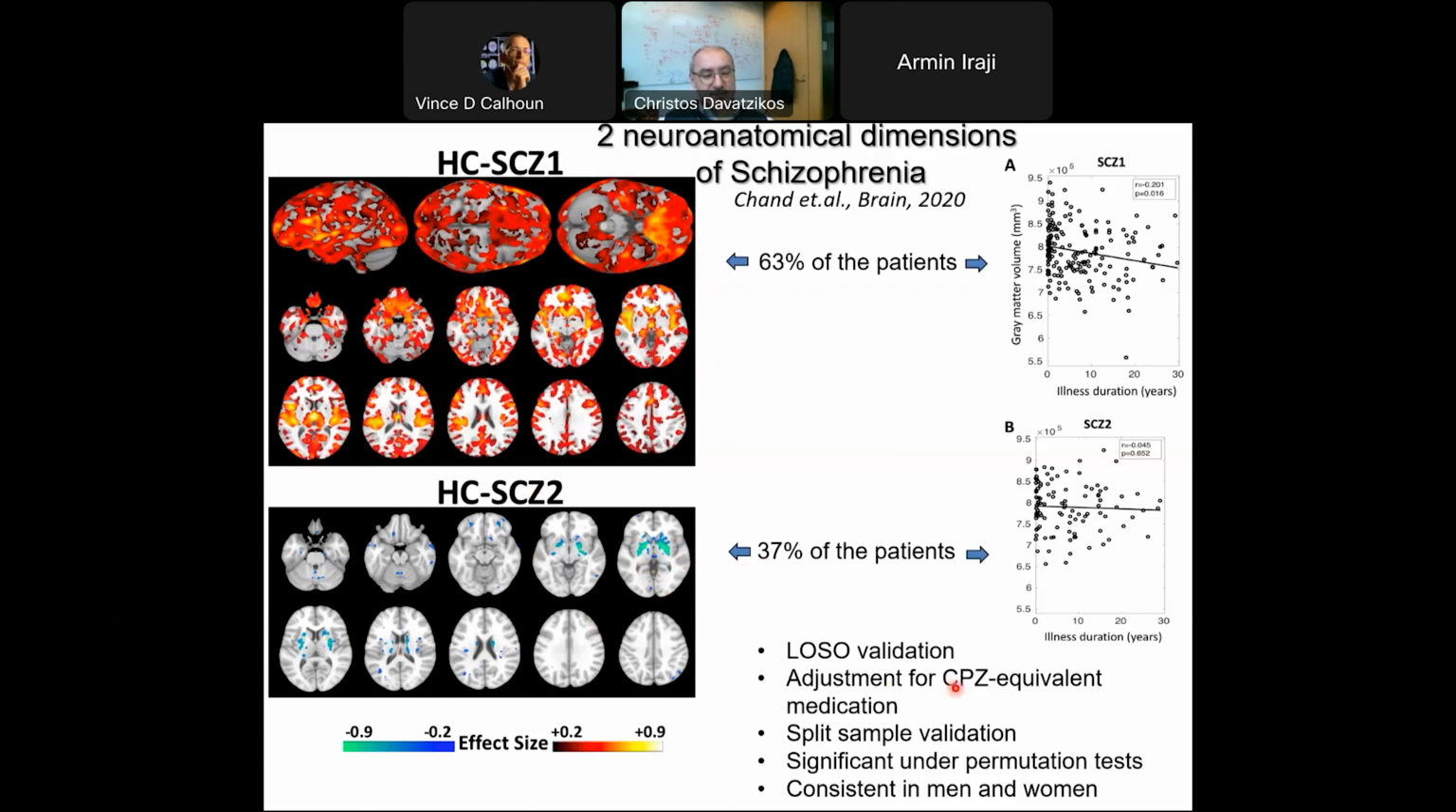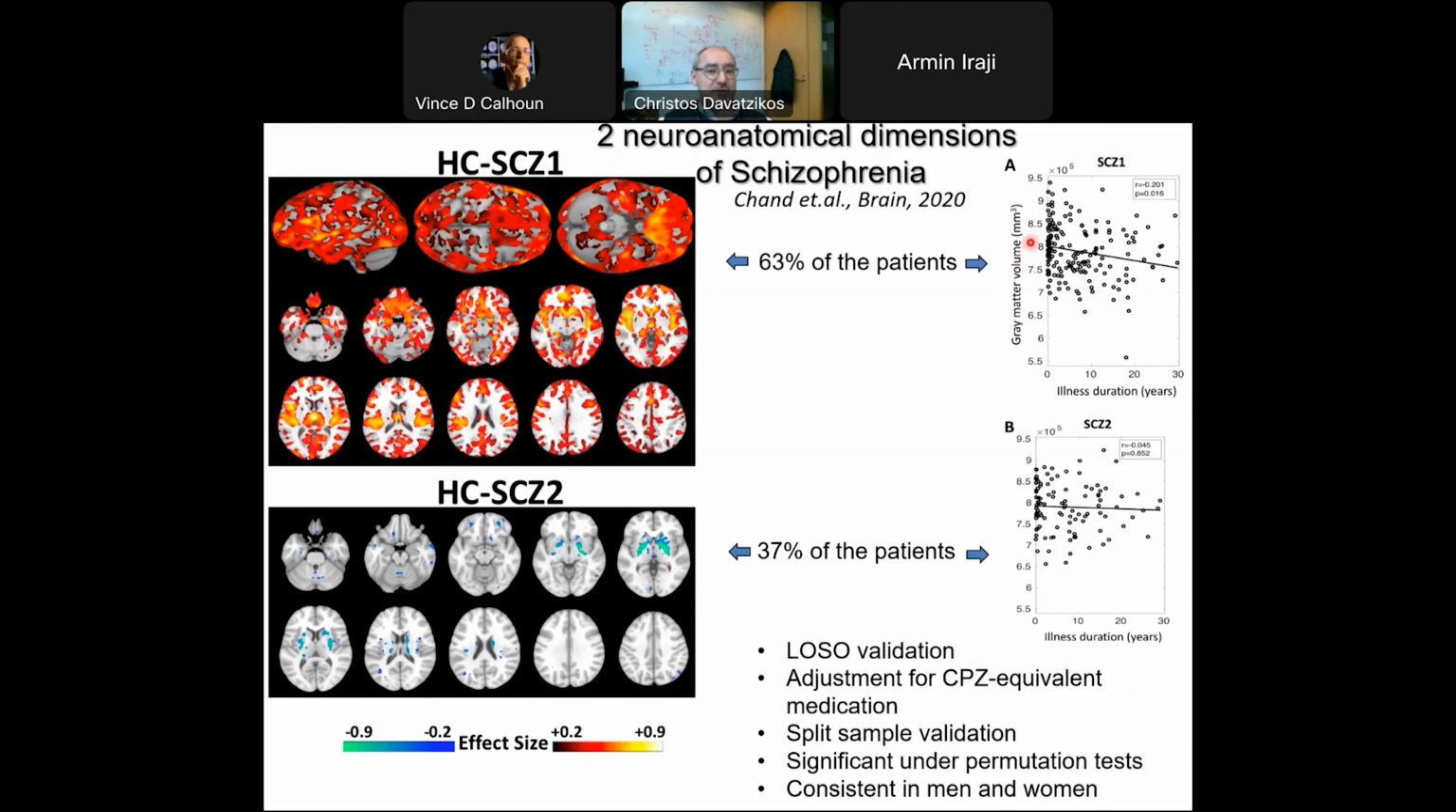And this was persistent with leave-one-site-out cross-validation. This was from multiple sites, and I don't remember how many. I think it was probably 7 sites or so at the time. So leaving one site out didn't change the results. We adjusted for CPZ equivalent for medication, just in case this was medication effects. We did split samples, men and women separately, and it was a pattern that was pretty clear.